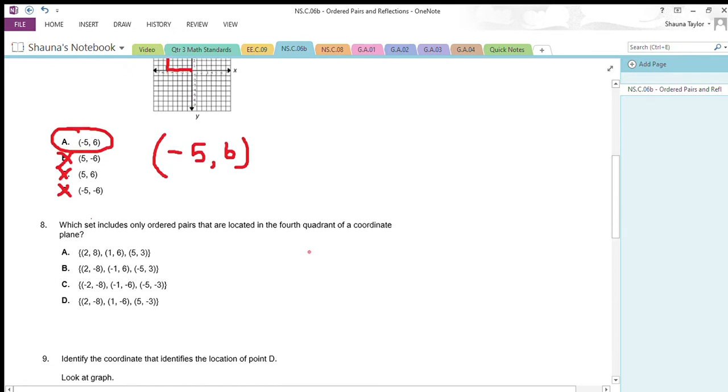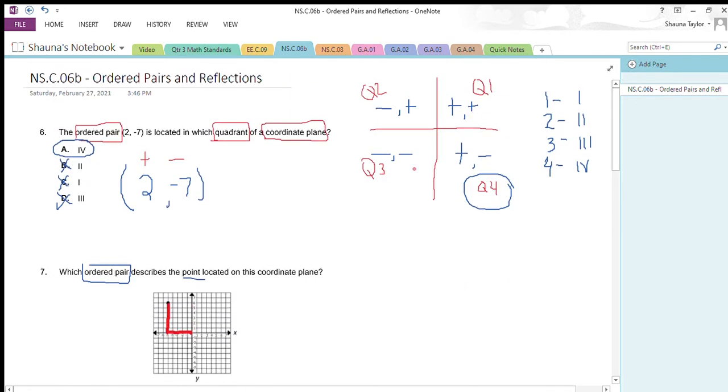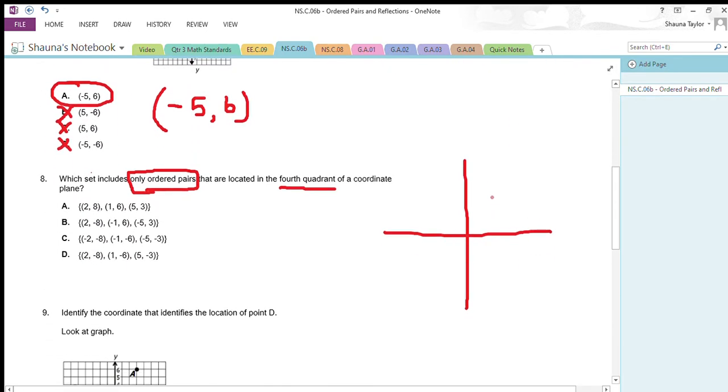So some of these are pretty quick. Okay, number 8. Which set includes only ordered pairs that are located in the fourth quadrant of a coordinate plane? So again, I'm going to draw my coordinate plane here, just like I did up here. And so I know my quadrant 1, both are positive numbers. Diagonally in quadrant 3, they're both negative numbers. Quadrant 2, it's negative and a positive number. And in quadrant 4, it's positive and then a negative number.